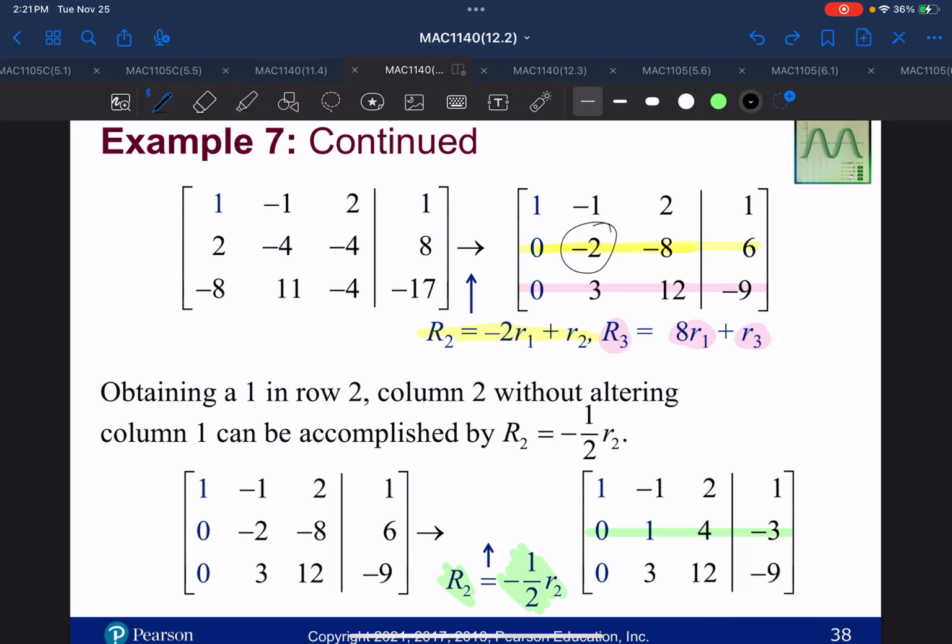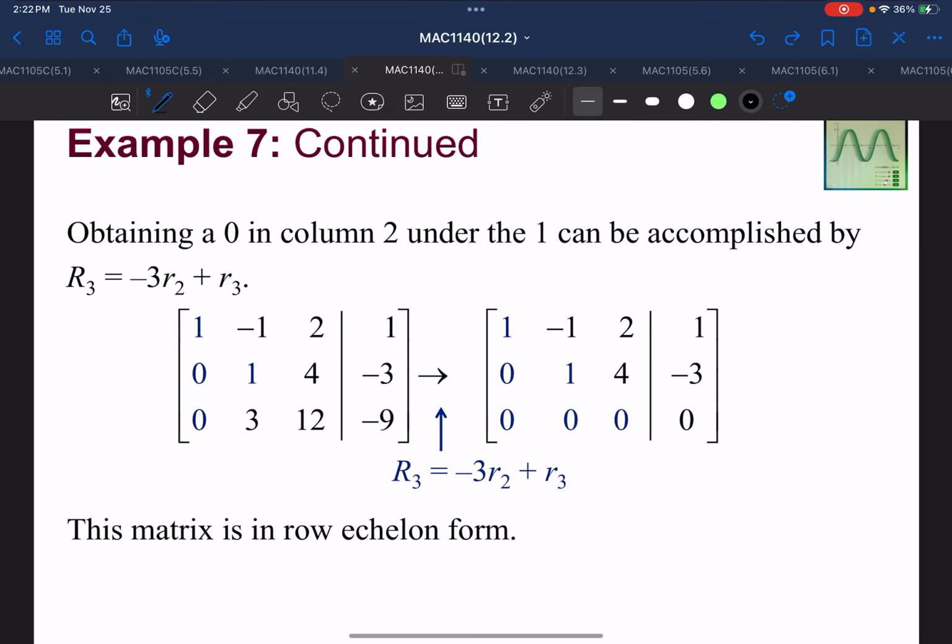Okay, and then the next step to continue to get row echelon form is to get this 3 to equal 0. So now I can multiply row 2 by negative 3 and add it to row 3 to get a new row 3. And that is what they are doing here. So negative 3 times row 2 plus row 3 to get a new row 3.